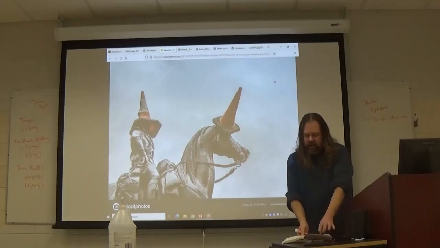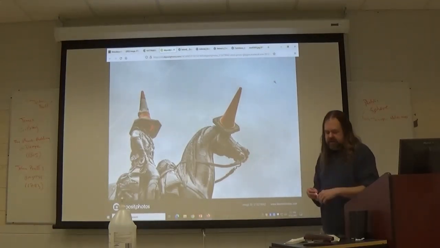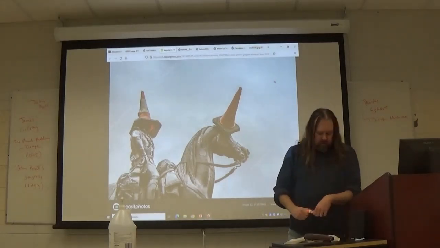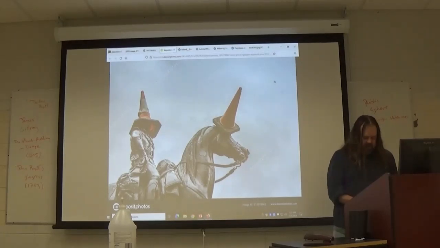So let's look at another attitude towards these public celebrations in Robert Southey's poem, The Victory. Can you start reading for us with the Hark How the Church Bells Thunder in Harmony?